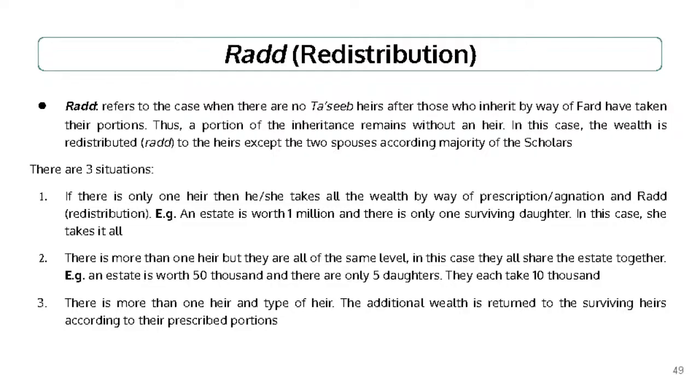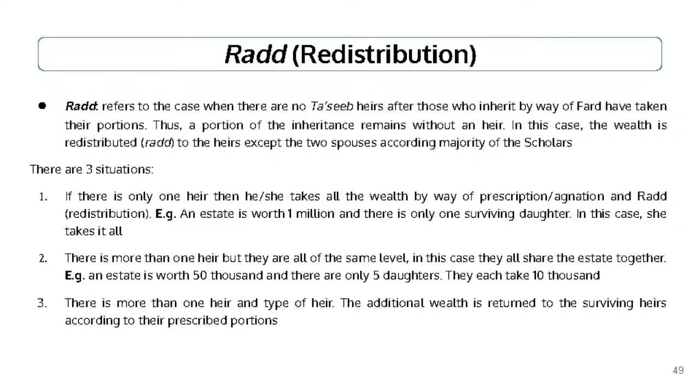And the third type is when there's more than one heir and different types of heirs. In that case, we have to redistribute. So redistribution is all about giving everybody more than what they're supposed to get because the people of Ta'asib are not there. فَمَا بَقِيَ, there's something remaining and there's no one to take it.